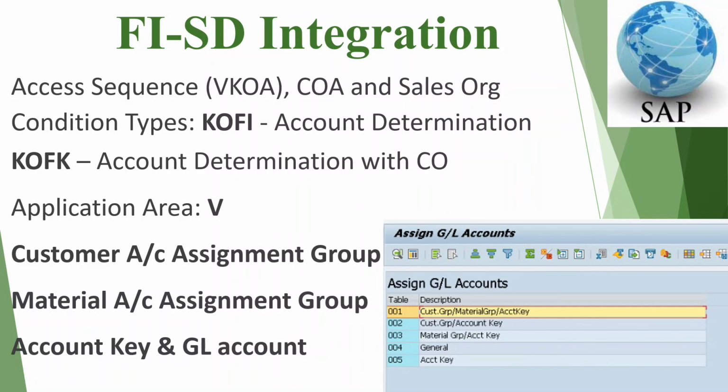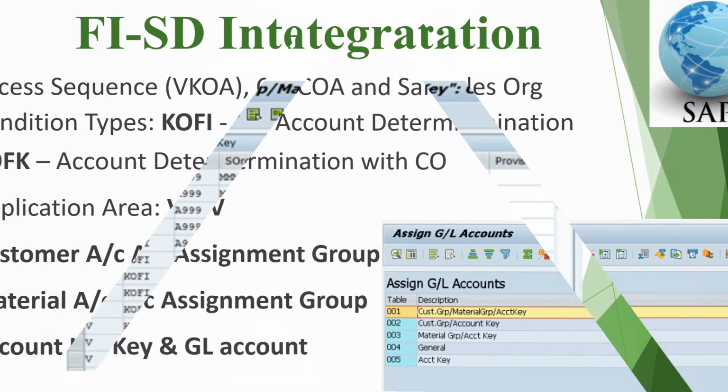And if you see the pictures, as you can see over here, this one is what I am referring to. A total of 5 different combinations are given by the SAP system in the standard system. If somebody asks you in the interview what all the access sequence combinations given by SAP are, these are the ones which you need to mention: customer account assignment group, material account assignment group, and account key. Then we have customer account assignment group and account key, material account assignment group and account key, general and account key. These are the 5 standard combinations given by the SAP system. We will see it in the system as well, but let's first complete our theoretical part from this presentation, and then we will go into the SAP system as well.